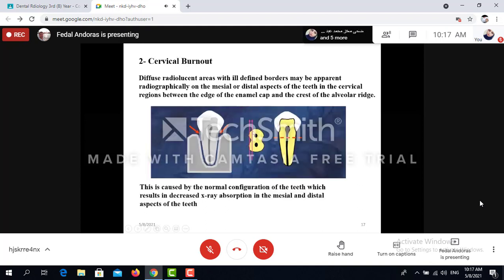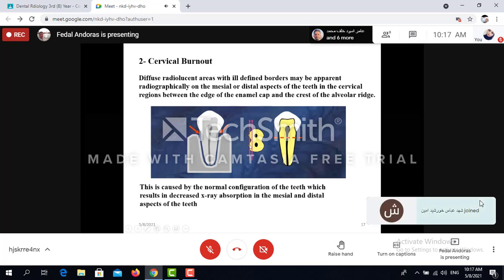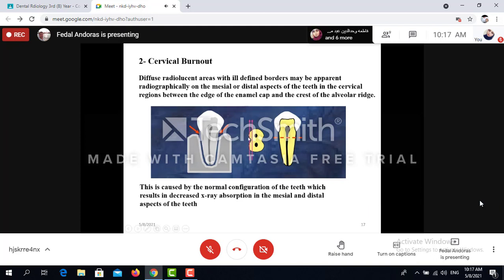So why does cervical burnout happen? As we said, because of the normal configuration of the teeth in some areas of the cervical region, there will be less absorption of the X-ray in this area than in other areas. So in the end, it will appear as a radiolucency, but it is between the enamel cap, the dentino-enamel junction or cemento-enamel junction, and the crest of the alveolar bone. So you will see it as a radiolucency.